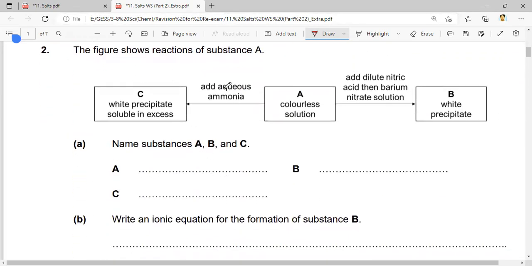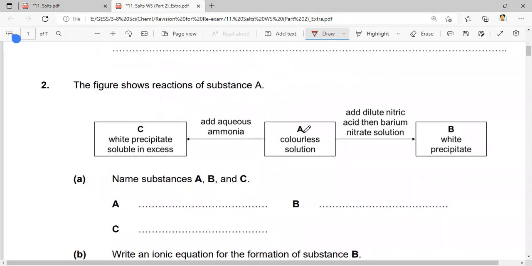Okay, the next one I want to look at is question 2. You realize I put a similar pattern together again. So the first thing you do is not to jump straight into identifying what A, B, C is. Always ask yourself what is happening in each of the reactions. For the first one over here, I add aqueous ammonia. Aqueous ammonia is a test for cation. On this side over here, I add nitric acid. Test for carbonate? No. Wait, read and finish everything.